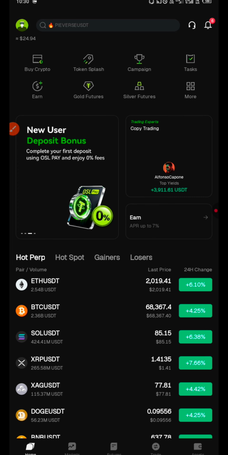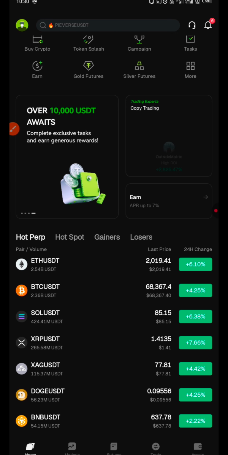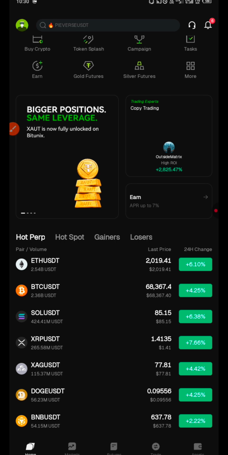This is Bitunix. I just want to make a short video guide on how to take this trade that we are about to start taking. Normally we are going to be working with signals.